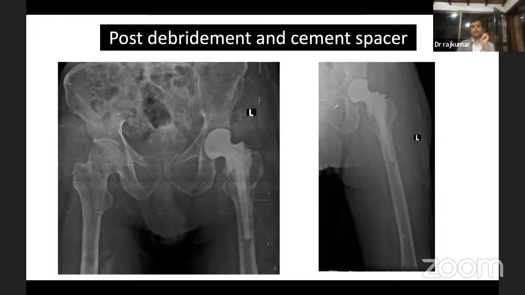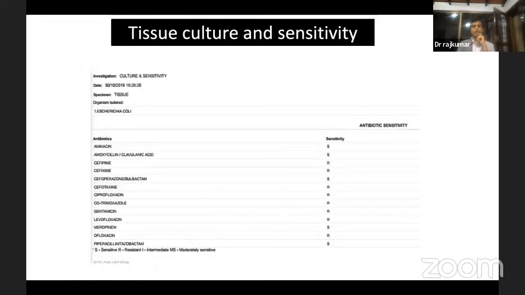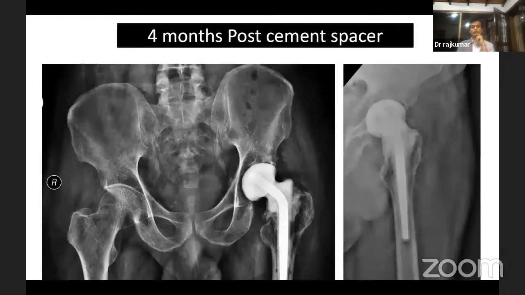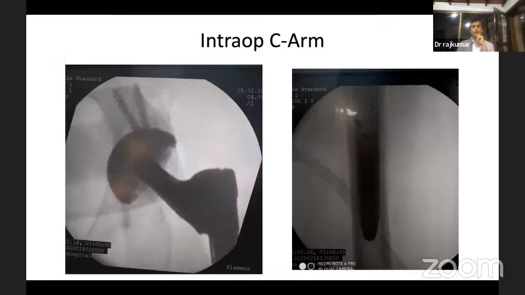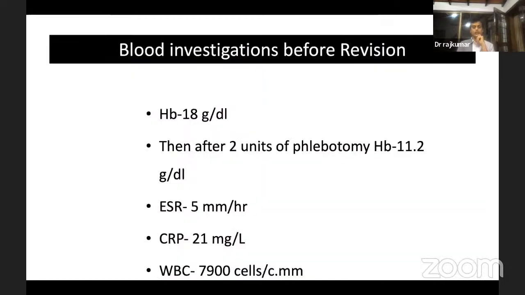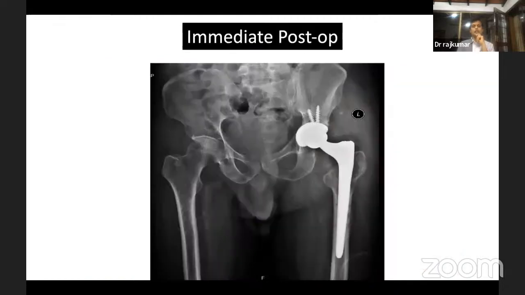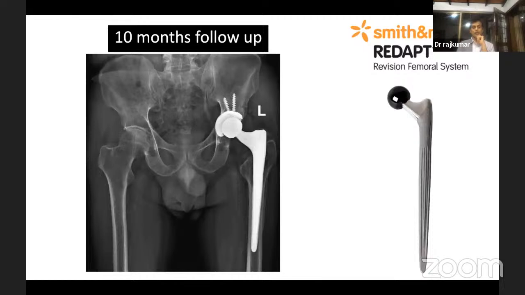Here the implant was removed, a cement spacer was put, and culture was sent, which turned out to be E. coli. It was treated with antibiotics, 2 weeks of IV and 4 weeks of oral. Four months post cement spacer, once CRP was down and total count was under control, the patient underwent an uncemented total hip replacement. Again, a distal loading titanium stem and a hemispherical cup.